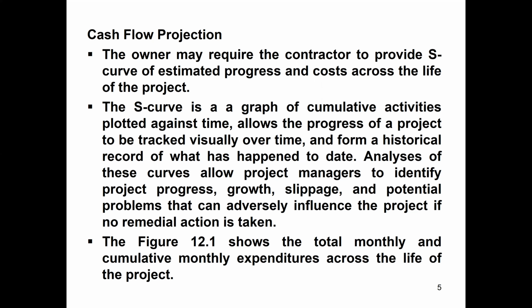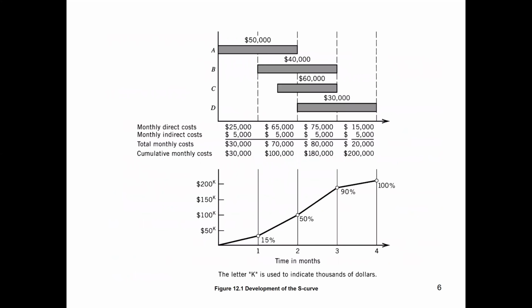Figure 12.1 shows the total monthly and cumulative monthly expenditures across the life of the project. Now we will see the figure, and I'm going to describe how we can develop the S-curve. This is a very important slide in this lecture. Here you can see we have time in months on the x-axis. It's a 4-month project: first month, second, third, and fourth. And on the y-axis we have the work activities A, B, C, and D.